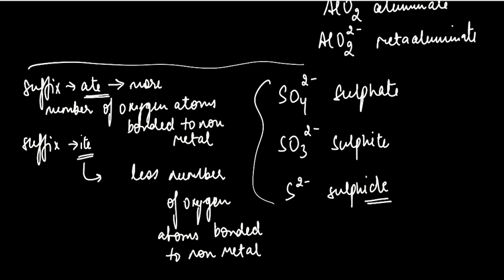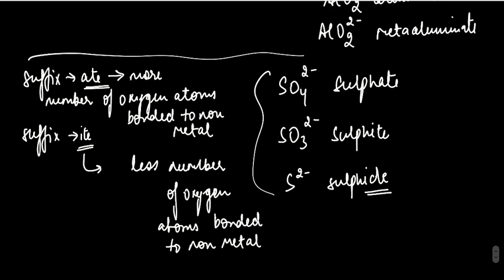So ATE, more number of oxygen atoms. The only thing that you have to remember is the formula of this. Keep a picture of these three radicals, these three ions, in your brain. SO4 2 minus, SO3 2 minus, S2 minus. Which one is what? We can figure it out.